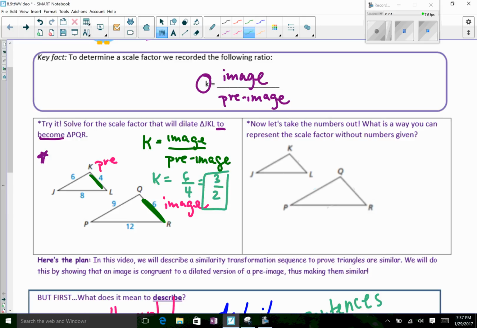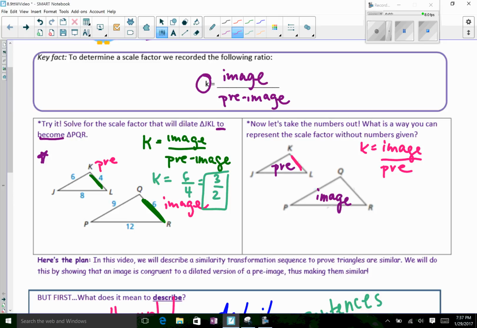We have the same diagram in our next example, however, now we took the numbers out. So we have to represent the scale factor using length and distance instead of values. So in order to calculate a scale factor here, I'm still going to set up a ratio. I still know that the pre-image is the image where I started, still triangle JKL. We haven't changed anything from the first problem, which means that our image is still triangle PQR. If I want to calculate the scale factor, it's still going to be image over pre-image.